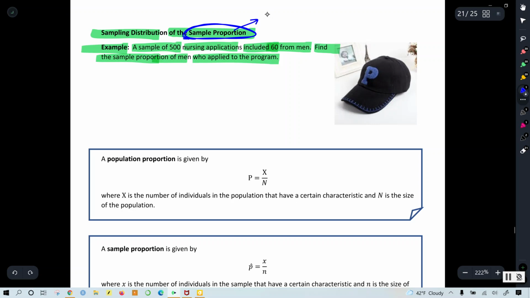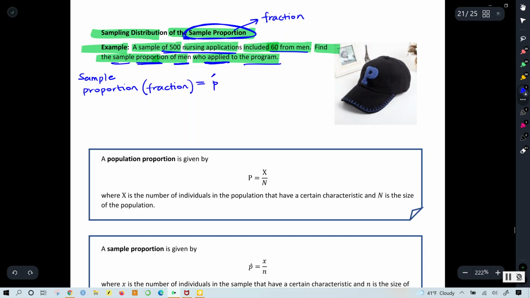I usually prefer to just tell students proportion simply means a fraction or a part of a whole. So, out of the whole quantity of 500 nursing applications here, we have 60 from men. What is the sample fraction of men who filed an application to the program? In other words, the sample proportion, that is in statistics, or fraction in everyday English. These will be represented by P with a hat. So this is pronounced P hat.